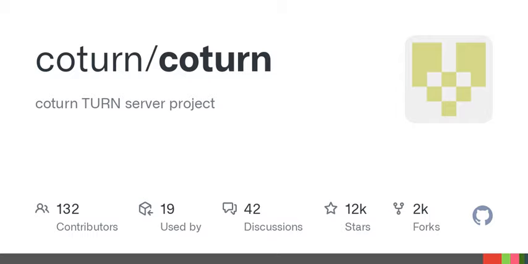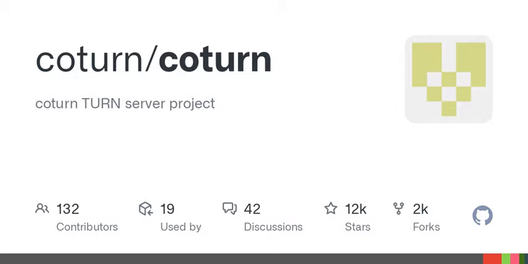Well, think of STUN, Session Traversal Utilities for NAT, as your friendly guide that helps devices discover their public IP addresses. It's like calling up a friend to ask where they are during a party. And then there's TURN, Traversal using Relay NAT, which acts as a middleman when direct calls aren't possible. Imagine if your friend was in a noisy room and needed to relay messages back and forth. That's TURN in action.